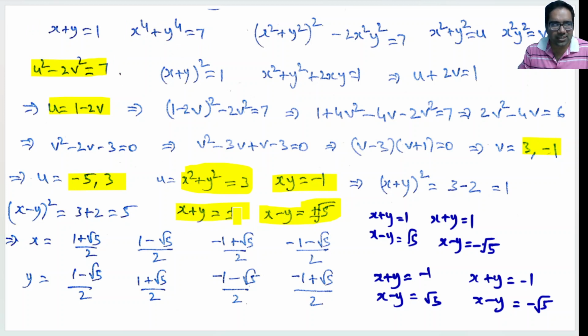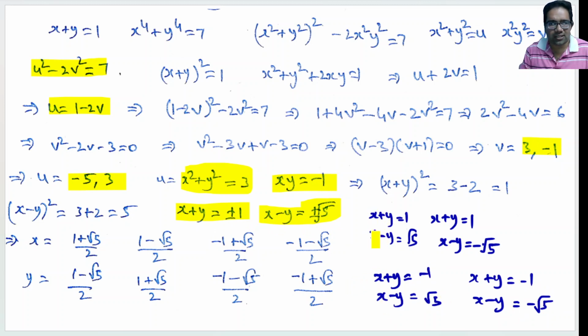Now, x plus y is either 1 or minus 1 and x minus y is also either plus root 5 or minus root 5. That means if x plus y is 1, x minus y can be plus root 5 or minus root 5. Right? Similarly, if x plus y is minus 1, x minus y can be plus root 5 or minus root 5.